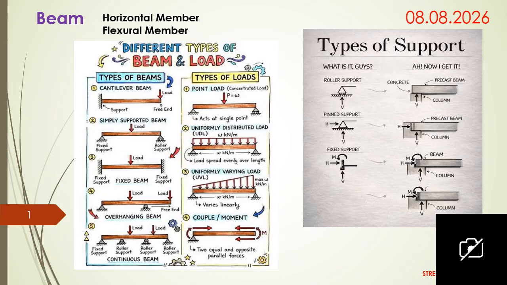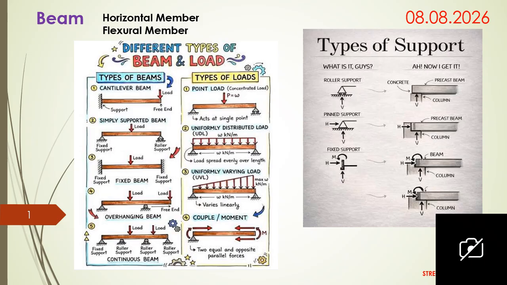Here you can see two pictures. One is types of support and another is types of beams and load. Types of beams depend on the types of support. Based on support only, we can classify beams into different categories. As already studied in engineering mechanics, there are three types of supports: roller support, pinned or hinged support, and fixed support.